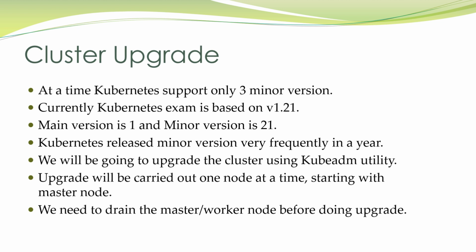When the master node gets upgraded, you need to drain the worker node, move all the pods running on the worker node to the master node, and upgrade the worker node as well. So we need to drain each time before starting the upgrade, and also uncordon, which means we make the node ready to work. This is what we are going to perform in the Kubernetes lab.